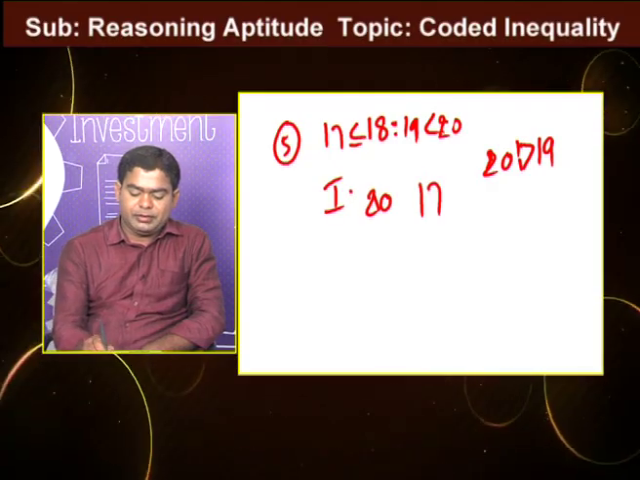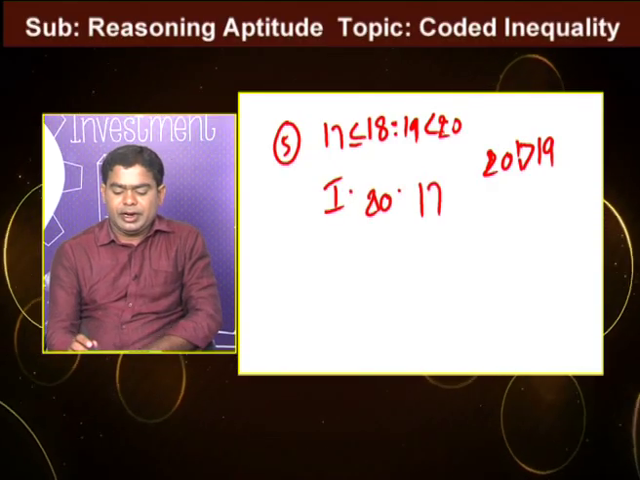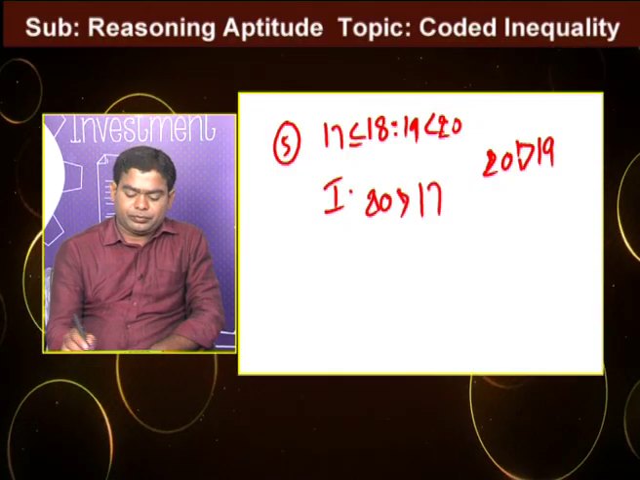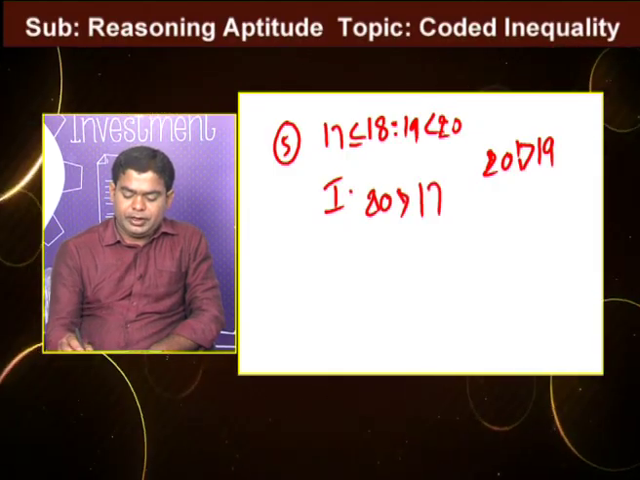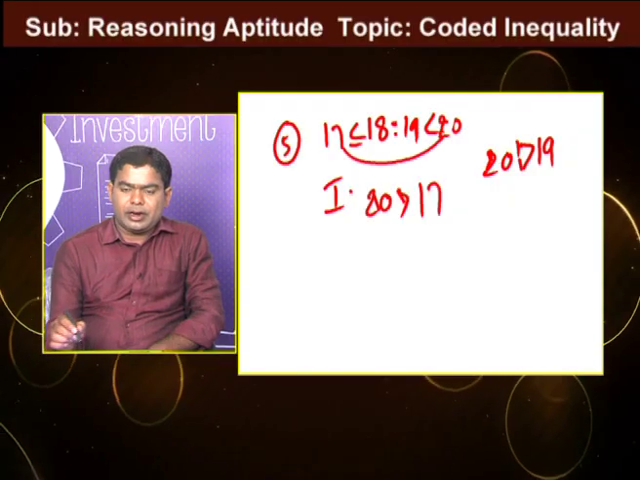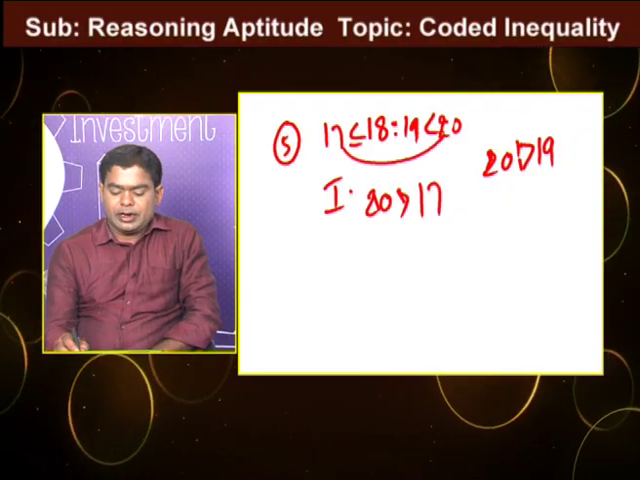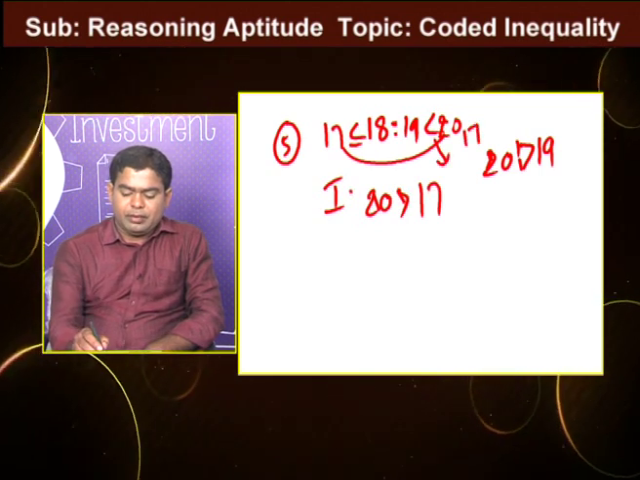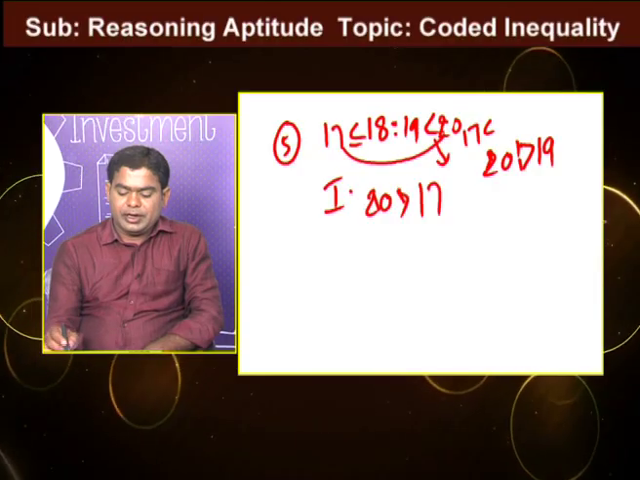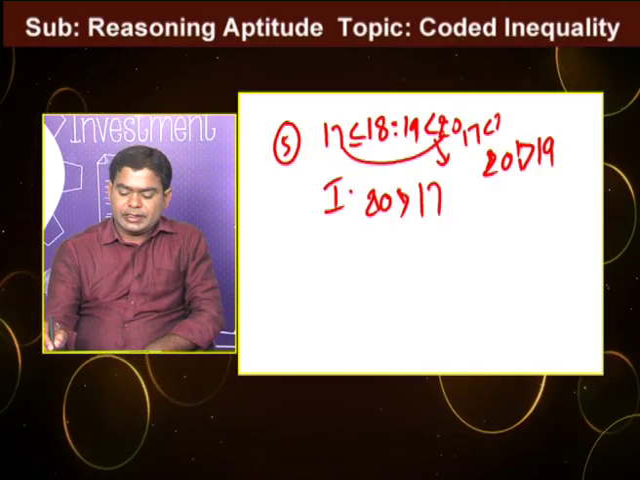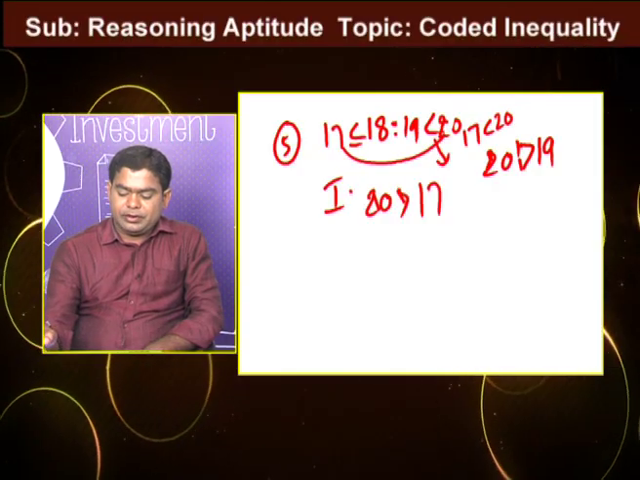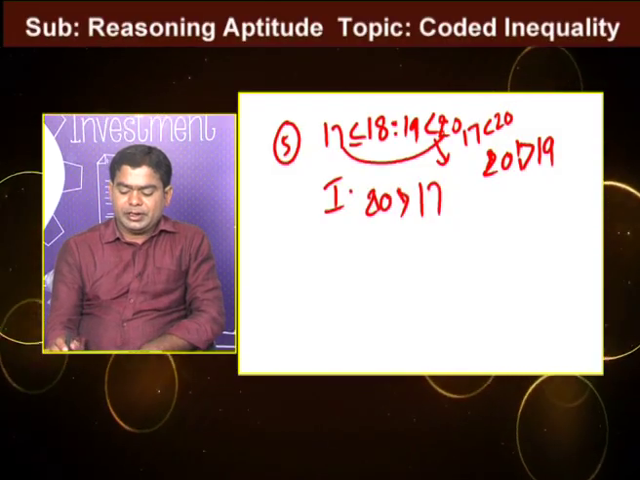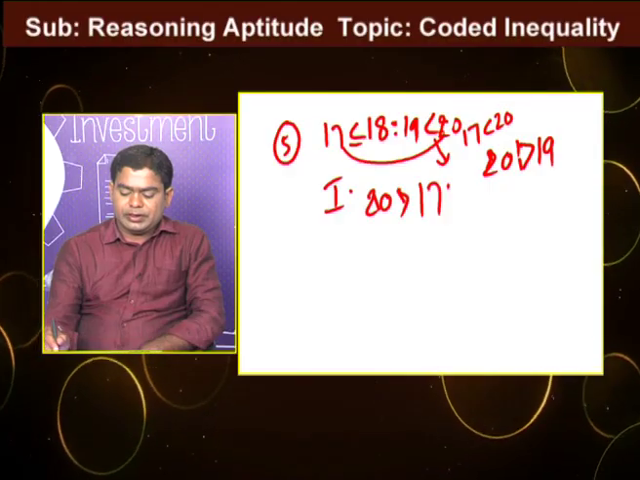In this combined statement, we verify the relation between 18 to 17, 20 to 17. So here conclusion 1 contains dollar, meaning 20 greater than 17. By observation, 17 to 20, we get 17 less than 20. 17 less than 20 is nothing but 20 greater than 17. So that's why conclusion 1 follows.